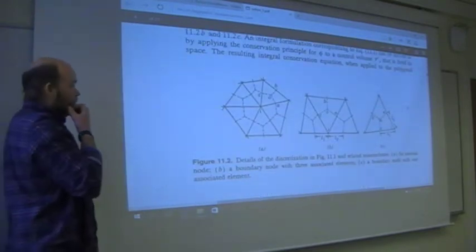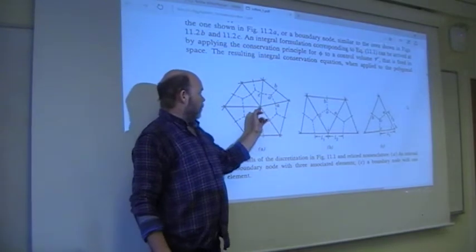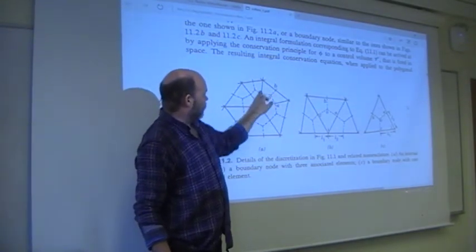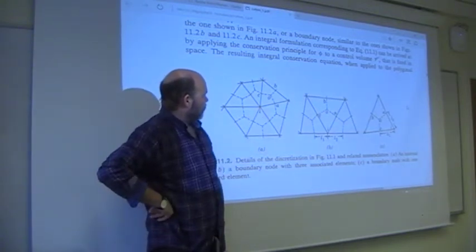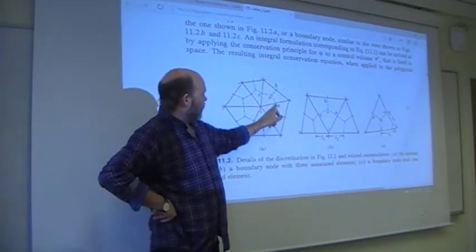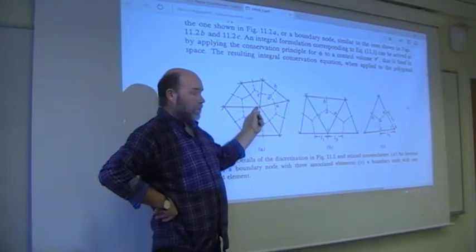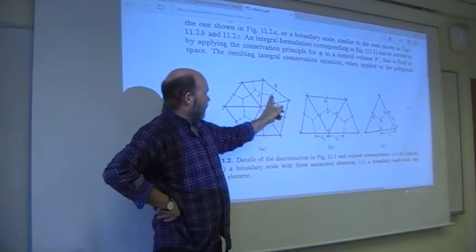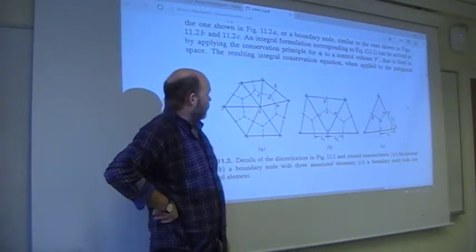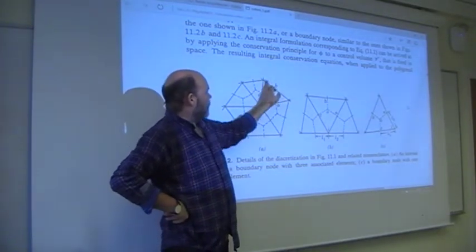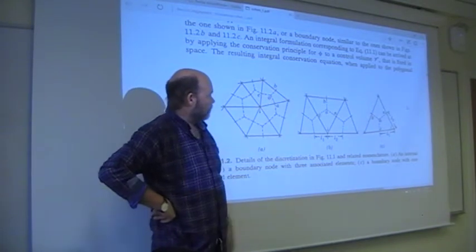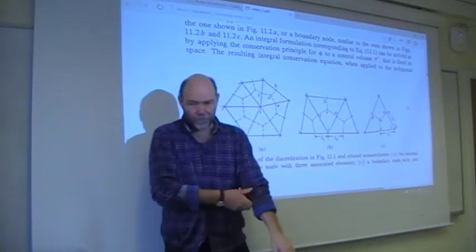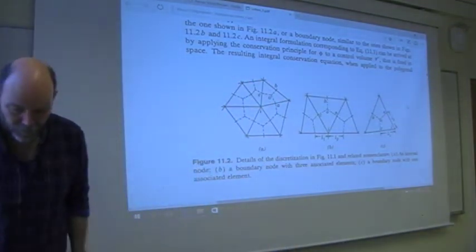Some notation. The node number I, and then just looking into one triangle, we'll have the face centers A and C close to the center point. Here the geometrical center O in the triangle, and the far side center point B. Same goes for the boundary and also the corner nodes if necessary.